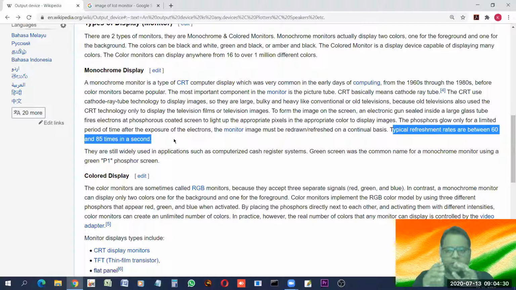And once the electron beam stops, it also stops illuminating. So if something has to be displayed over the screen for a longer time, then it needs to be refreshed. I mean, the electron beam needs to fall on that place regularly, at this rate, 60 to 80 times a second, so that that particular set of pixels remains illuminated and you could see a still or moving image.